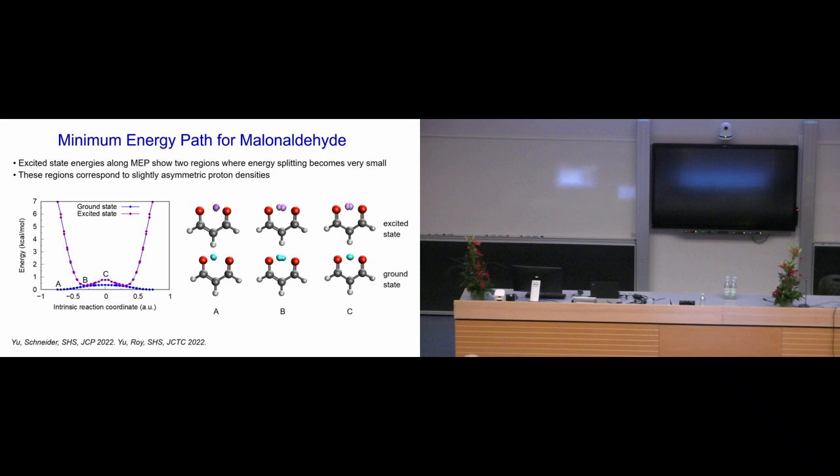It's at this point B, on both sides actually, of this transition state that you have a slightly asymmetric bilobal wave function and you have a minimum energy splitting. And that's where you would expect non-adiabatic coupling to be large, and that's where you'd expect non-adiabatic transitions. And indeed, that's what we see if we do Ehrenfest dynamics, for example.